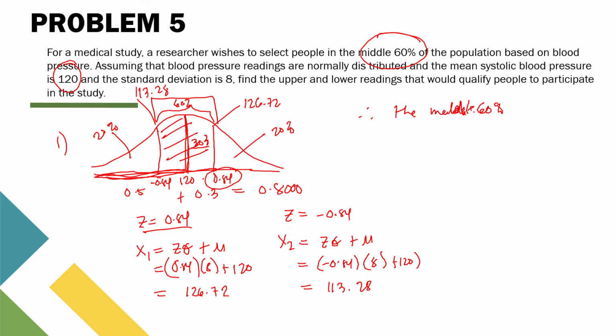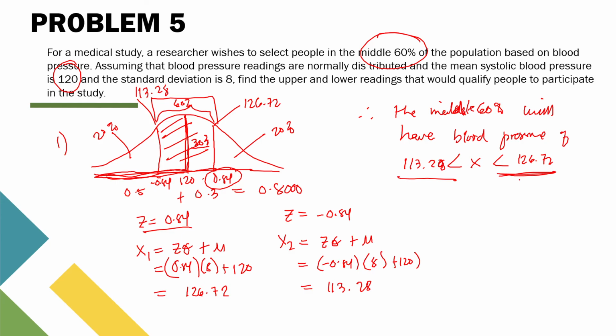So therefore we could say that the middle 60% will have blood pressure x greater than 113.28 but less than 126.72. So these are the values of the upper and the lower readings that would qualify to participate in the study. Okay, so thank you so much.